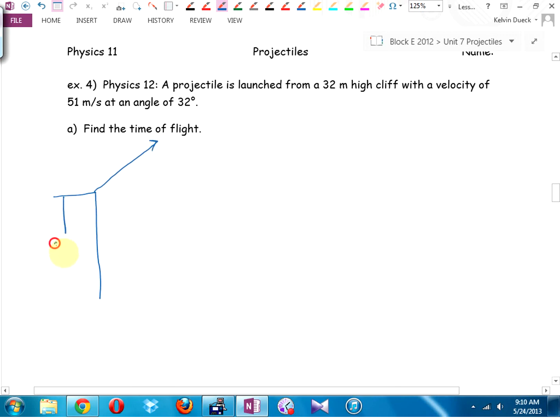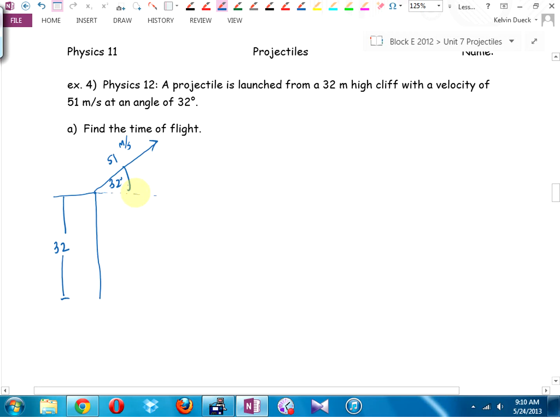I don't know why I made the angle and the cliff height the same. That's silly. I'll change that next time. A 32-meter high cliff, 51 meters per second, at an angle of 32 degrees.